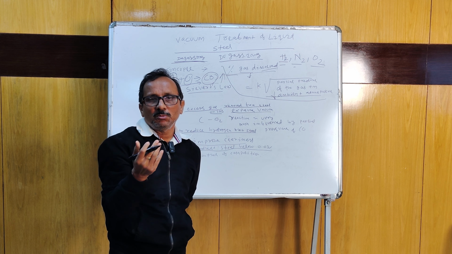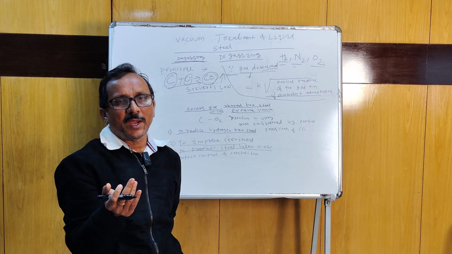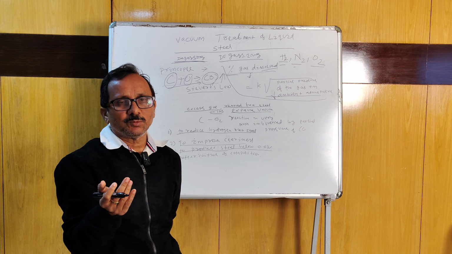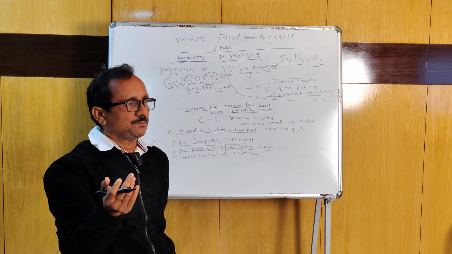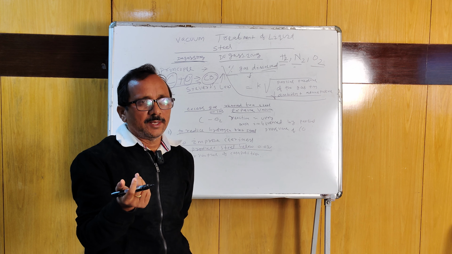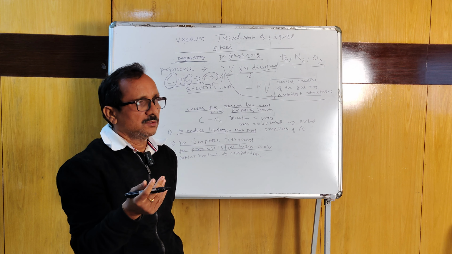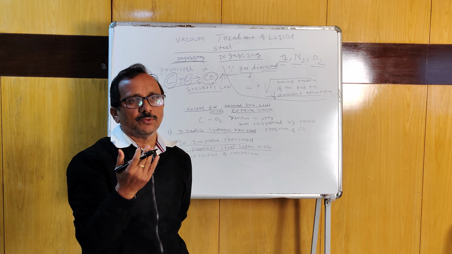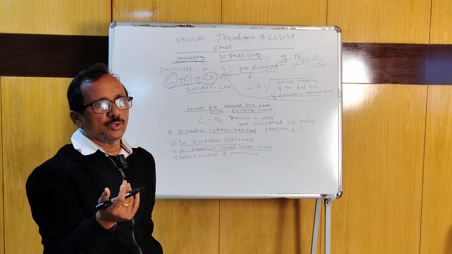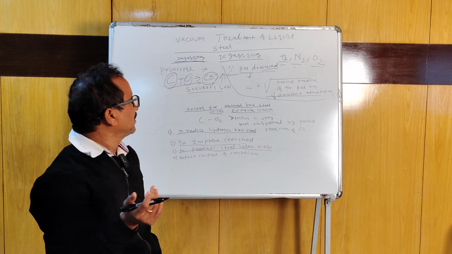In this vacuum treatment, what we are doing is that the ladle furnace is exposed to a vacuum. We apply vacuum to this ladle furnace. During this process, the amount of gases dissolved is removed from the liquid steel to a lower level, so we can remove the defects.